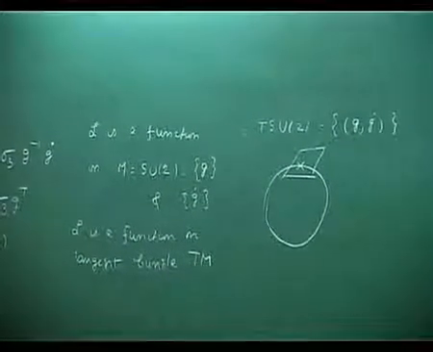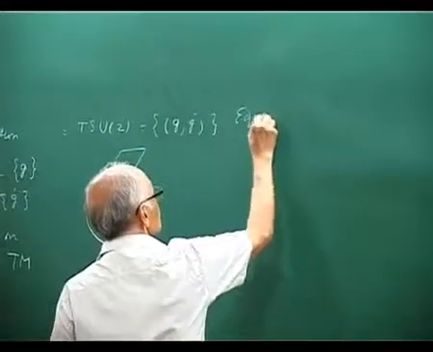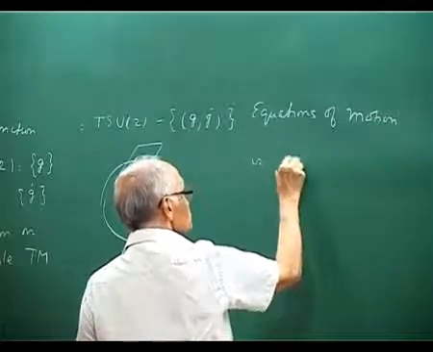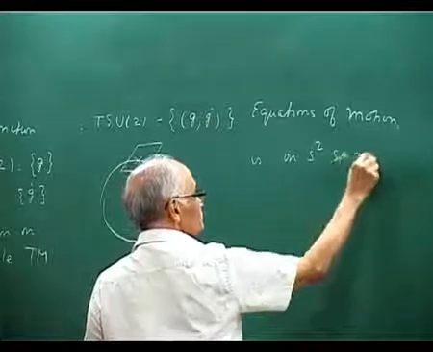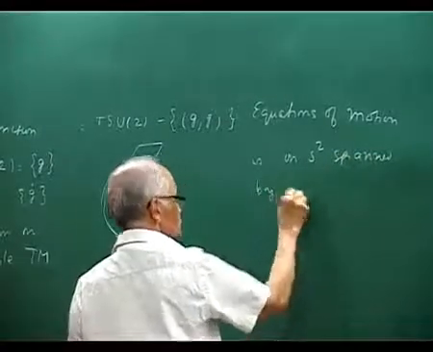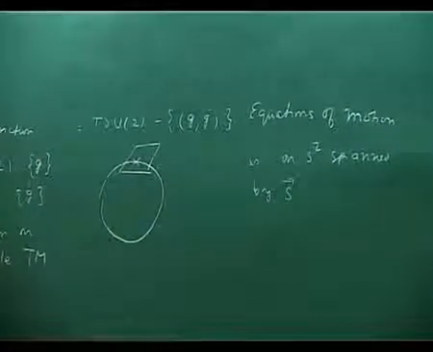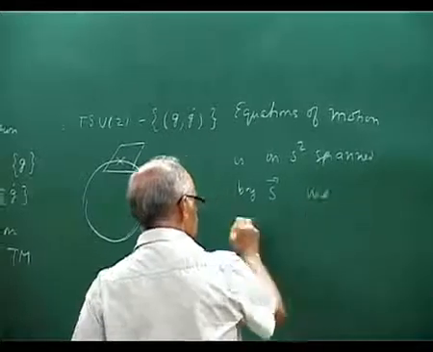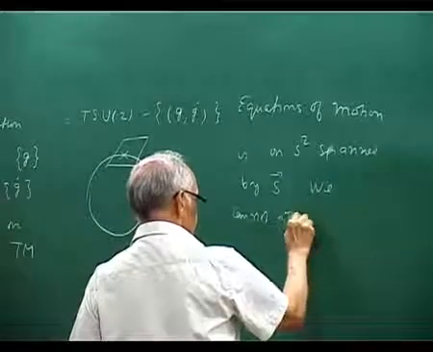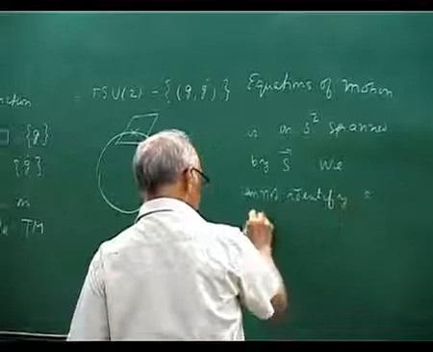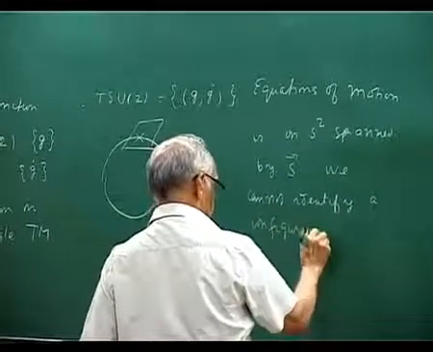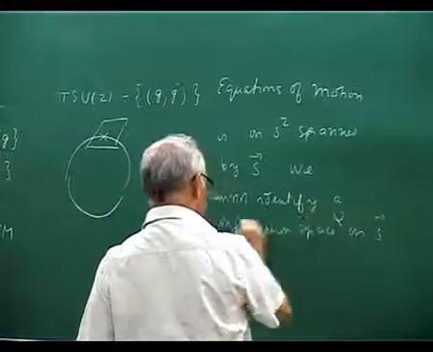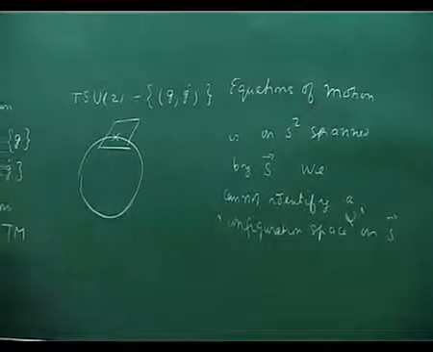But the equations of motion are on S2, the two sphere, spanned by this S. It has no natural configuration space structure. That is, we cannot identify a configuration space on S2, what we may call a classical configuration space. There is no natural way of finding a Q here.